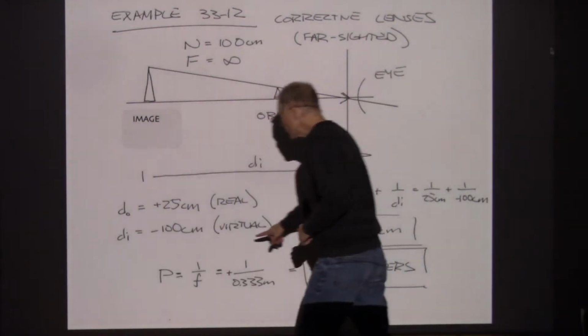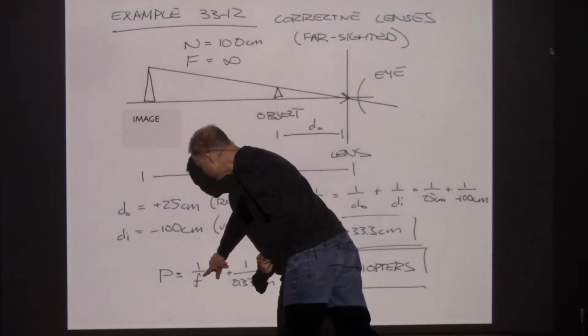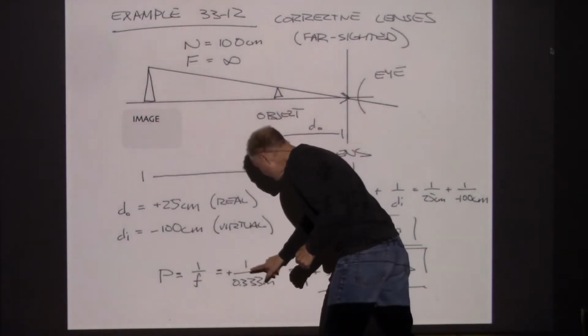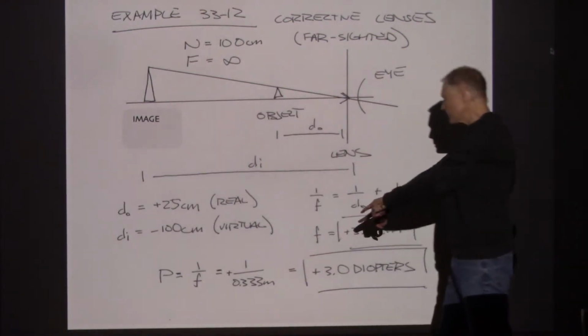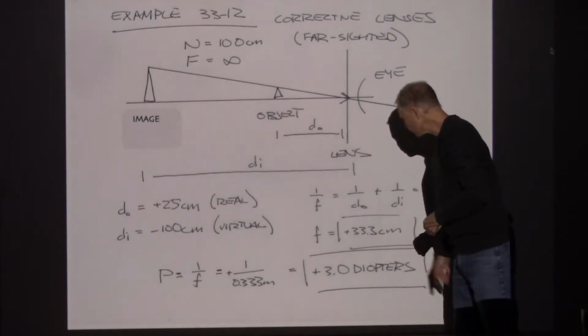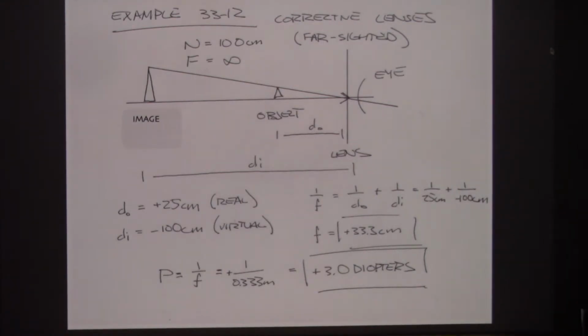Now I want to convert that to diopters. We said to convert to diopters, I have to take 1 over the focal length, but the focal length has to be converted into meters. So when I do that, the answer I got was plus 3.0 diopters. Now that's a pretty good prescription.